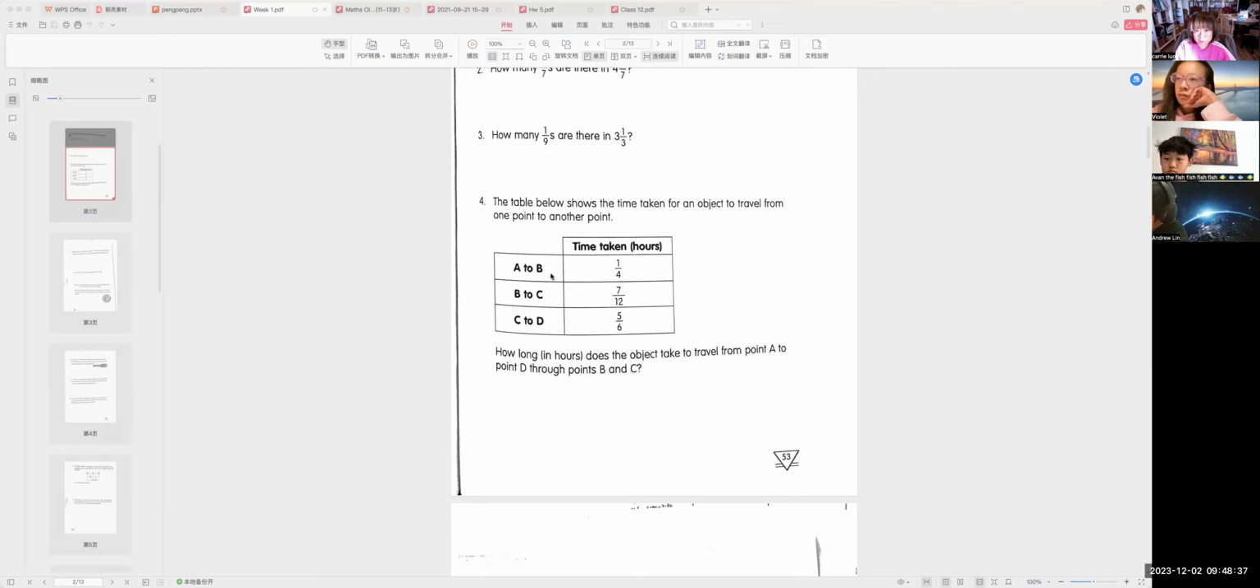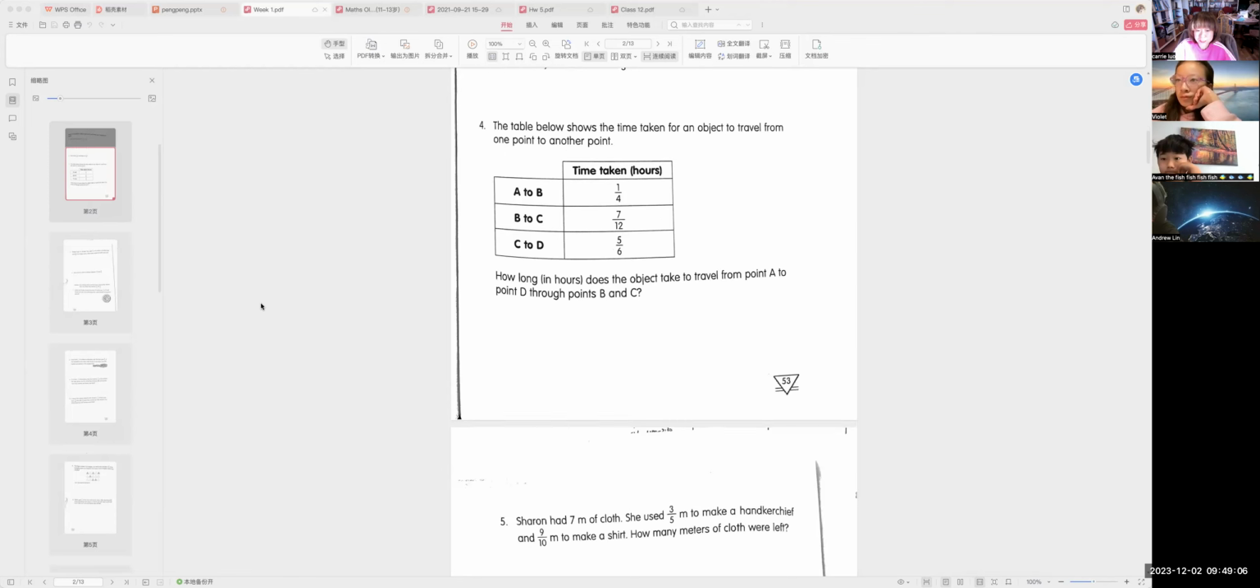Okay, so the table below shows the time taken for an object to travel from one point to another point. So A to B, B to C, and C to D. How long in hours does the object take to travel from point A to point D through the points B and C? This is pretty easy, right? So just put all of them together, equals the answer. Correct, everybody? So this question I'm not going to explain anymore because it's just fractions added together.